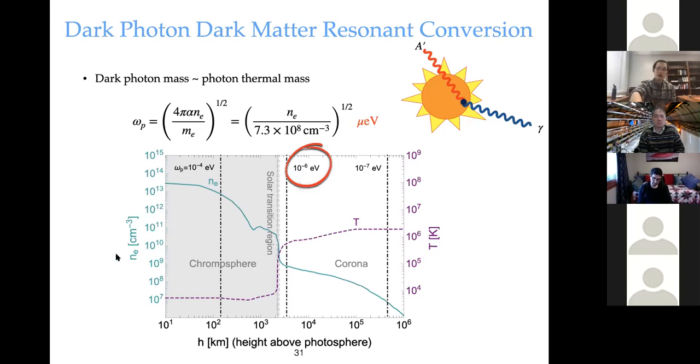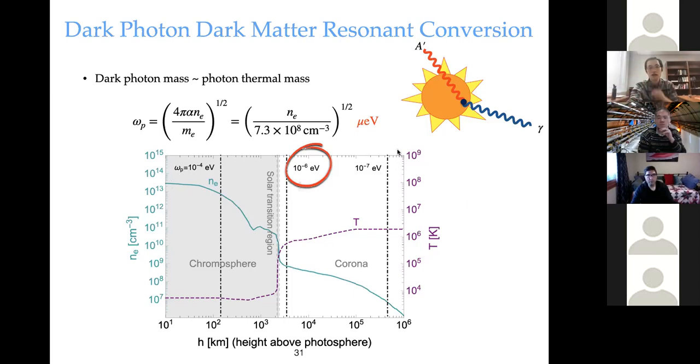And in the plot you see here, they have some distribution of the number density of electrons. It's going all the way down until you reach the outer region, right? It's basically a scan: you scan different dark photon masses, or different thermal masses. And the blue line changes from like 10 to the 13 and goes down to like 10 to the 7. It's a pretty broad range.